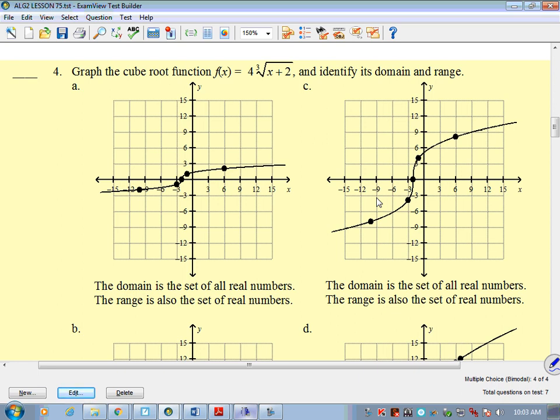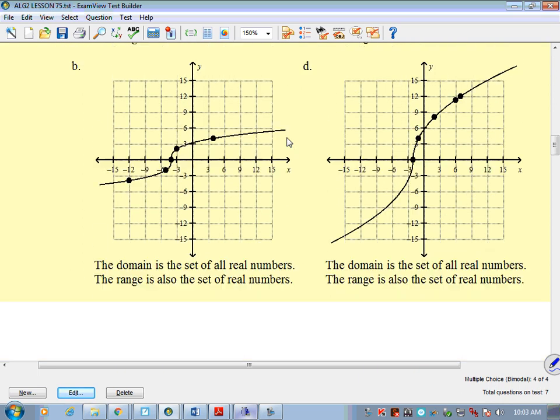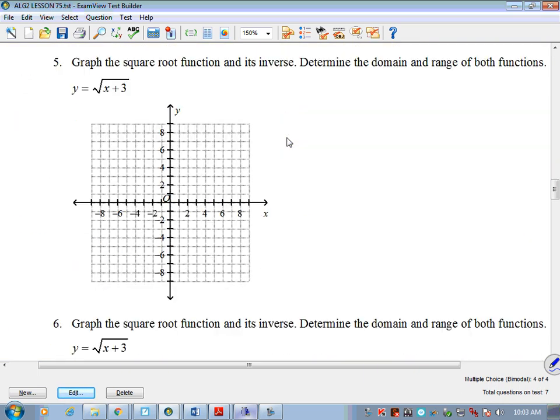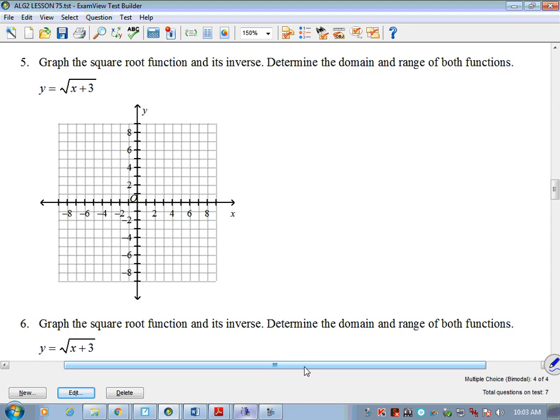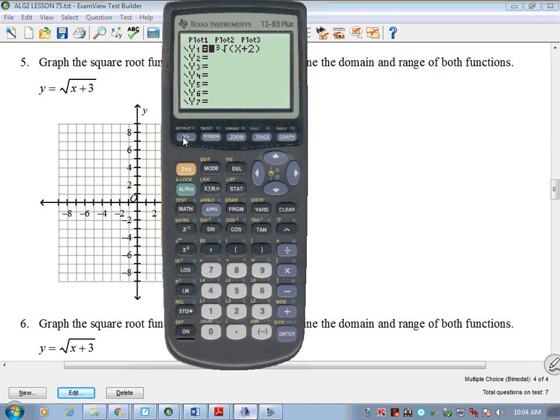All right. Let's look at number 5. Okay. Graph the square root function and its inverse. Okay, so well, first off, let's try to graph what we see there. Y equals the square root of x plus 3. So square root of x plus 3. All right, let's see what that looks like. Okay, we'll graph that.